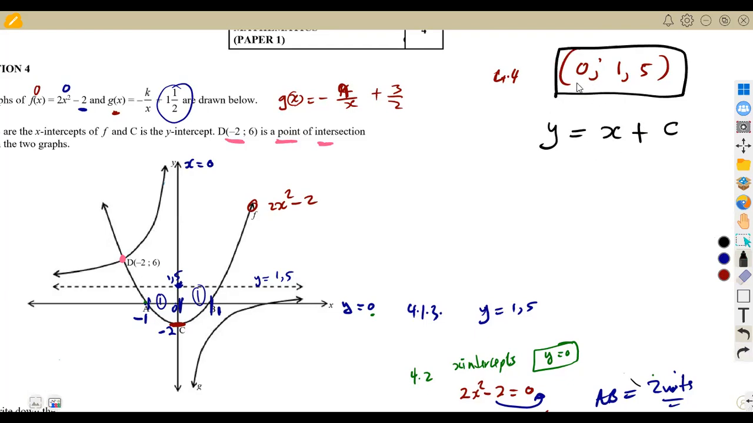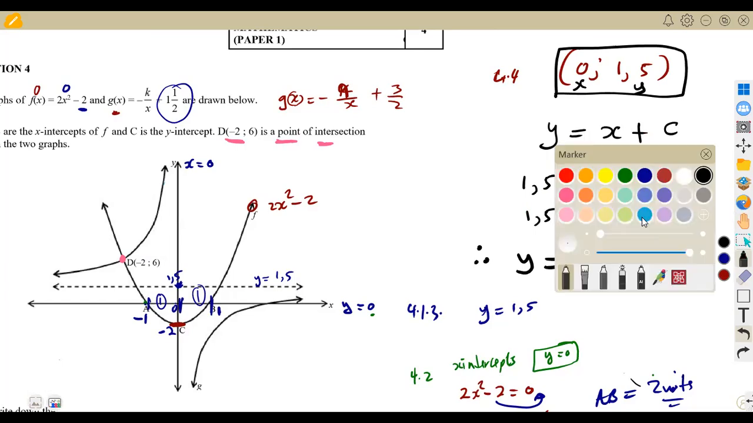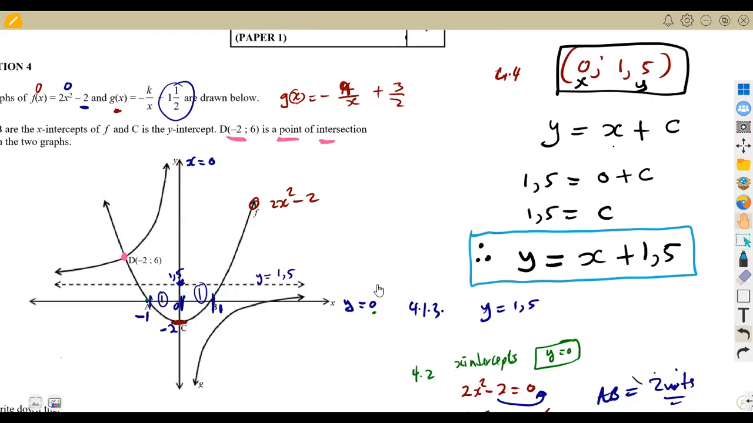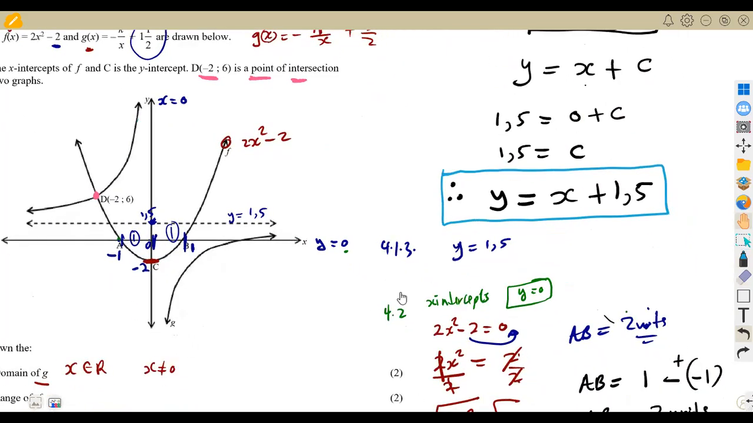At the asymptote, x is equal to 0 and y is equal to 1,5. So we can substitute y being 1,5 and the x value being 0. So that's 0 plus c, meaning 1,5 is equal to c. If c is 1,5, therefore our equation is y is equal to x plus 1,5. So that was our final answer for the equation of the line of symmetry that has got a positive gradient.